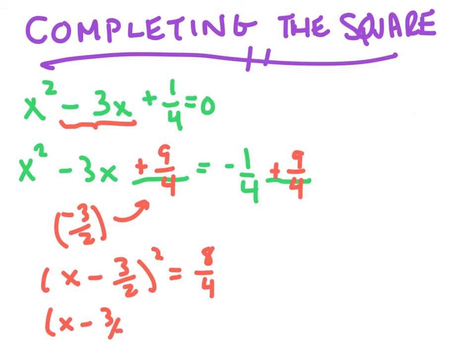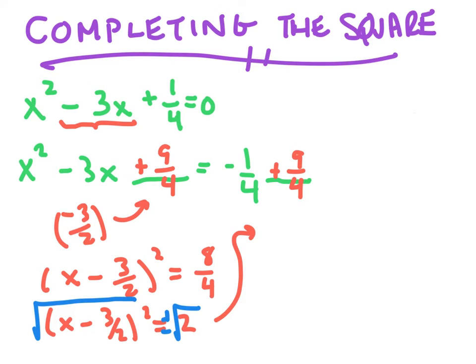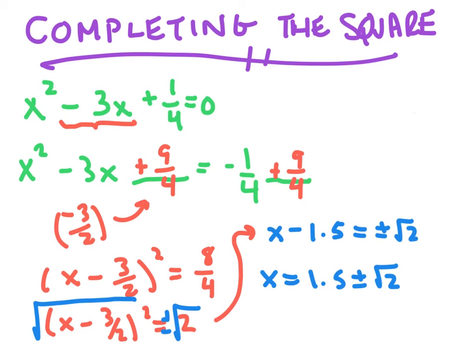That was why I set this one up the way I did, because at this stage things get a little bit easier. So let's keep going here. We would take the square root of both sides, and what we get is x minus 1.5. Let's change it to 1.5. That's what 3 halves is. Equals plus or minus the square root of 2. And then our answer would be 1.5 plus the square root of 2 and 1.5 minus the square root of 2.